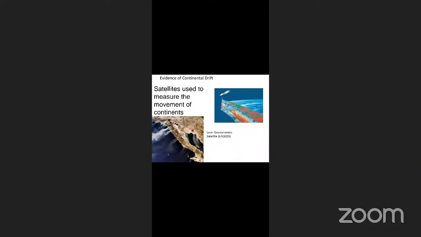Now to prove this, they have used satellites to measure the movement of the continents. So the earth is continuously moving, and the continents are also moving now. It will take a long time to separate, but they are under continuous motion. That was measured by the satellites.